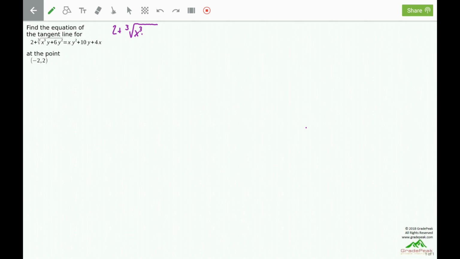We have an equation that is relating x and y, but it is not solved for y in terms of x. So we will have to take the derivative implicitly. Before we do that, let's rewrite the radical, the cubed root, on the left side as a fractional exponent. 2 plus x cubed y plus 6y squared to the first power, to the third root. On the right side, we will leave everything as is.